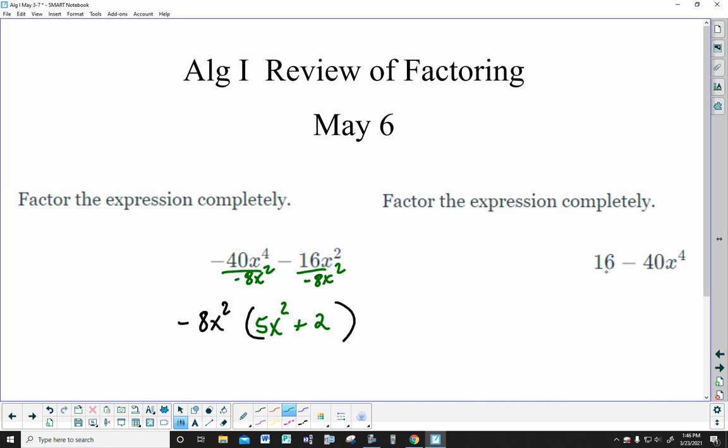16, so let's go 8. Is it the same thing? Yeah, it's 8. Because it's 40 and 16, just like that one. So an 8, and there's no variables in common. So then that's going to leave you 2 minus 5 x to the fourth. Okay? That's your final answer.